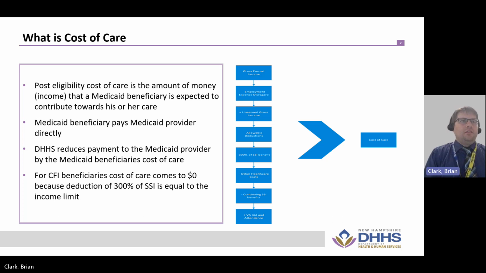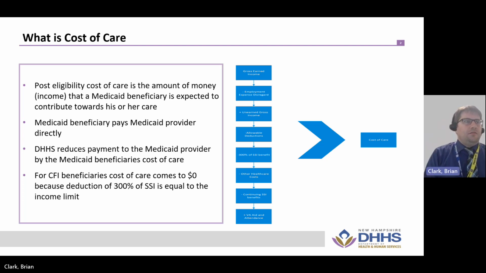So first, I'd like to start off by answering the question, what is cost of care? Post-eligibility cost of care is the amount of money or income that a Medicaid beneficiary is expected to contribute to his or her care. The beneficiary pays the Medicaid provider directly for the cost of care. DHHS would then reduce payment to the Medicaid provider by the Medicaid beneficiary's cost of care.